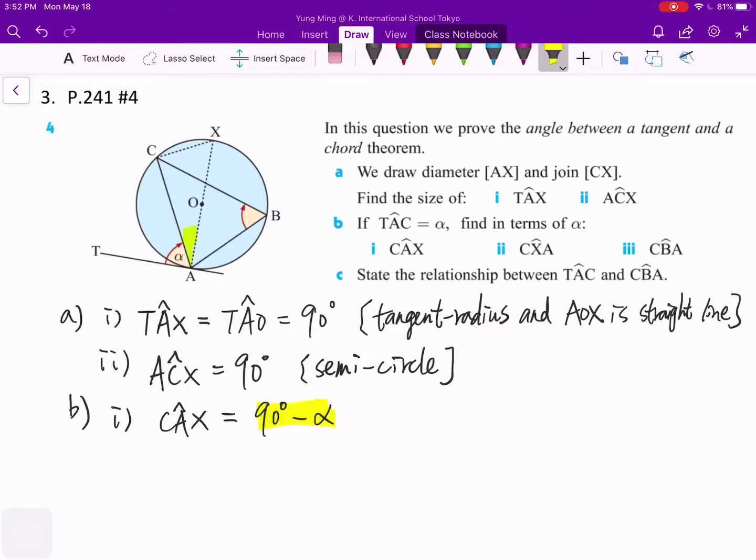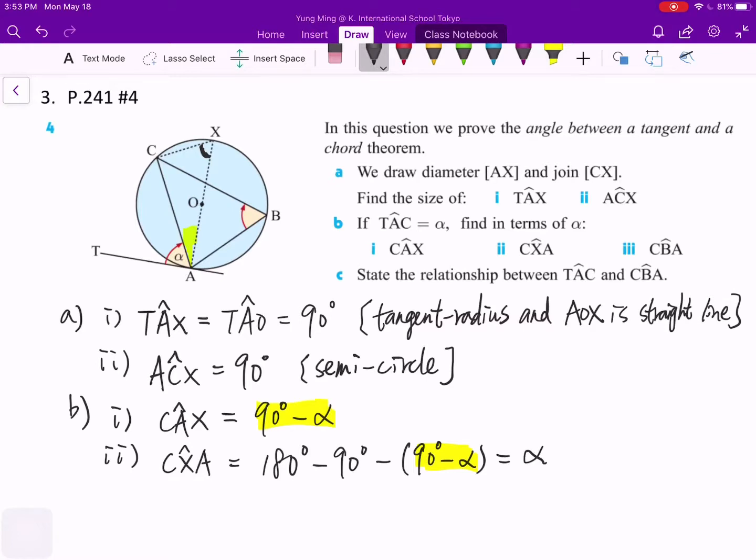Right, highlight that. Part 2, we're going to keep using the previous result. In this case, we're finding CXA, which is this guy over here. This is equal to 180 degrees, as the sum of all the angles in the triangle, minus 90, which is the ACX that we found before, and minus bracket 90 degrees minus alpha, which is the highlighted one that we found in part 1. Then you will be able to find your CXA. If you take out the bracket and cancel the 90, 90, and 180, you realize that everything simplifies to just a single alpha. So this whole thing over here is just alpha.